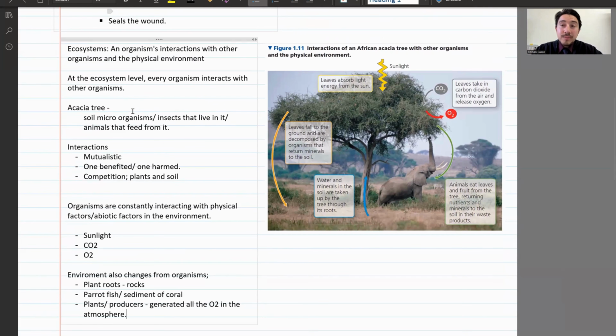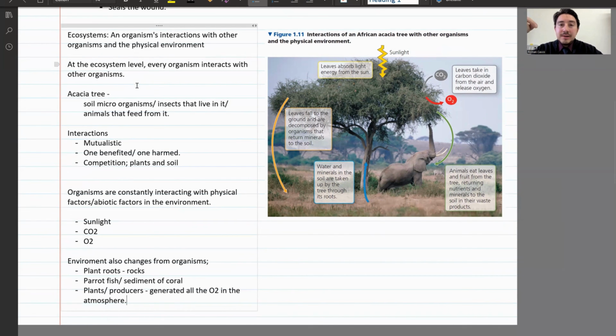You see this form of interactions and feedbacks even in ecosystems, right? An ecosystem is an organism's interaction with other organisms and the physical environment. At an ecosystem level, organisms are constantly interacting, right? Very interesting here. In this example, you have an acacia tree.